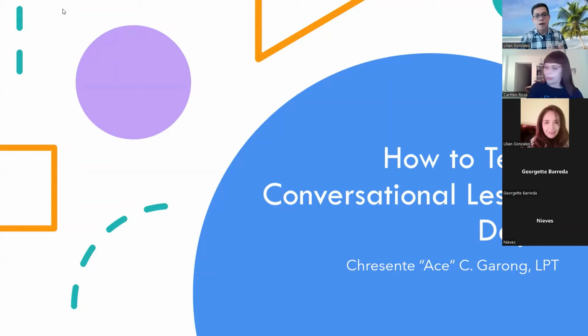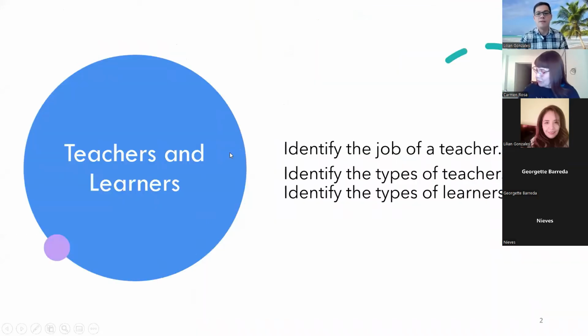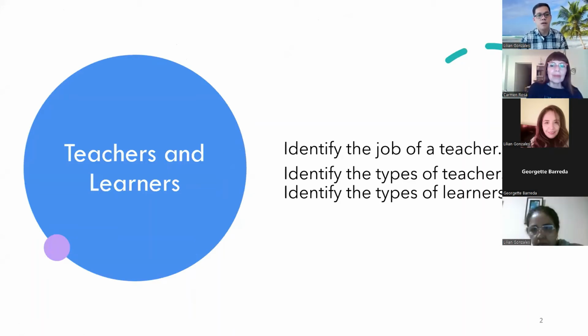But before we go into the details of this, we have to backtrack a little bit, to move backward to have a better understanding of where we are going forward. So what am I saying? In this lesson today, our goal is to get to know teachers and learners. How much do you know yourself as a teacher? And how much do you know your students in your classroom? I think that is very basic for all teachers.